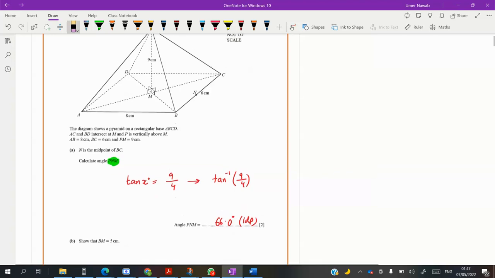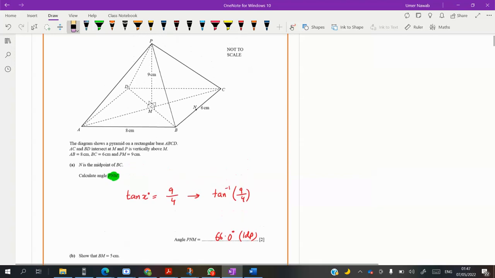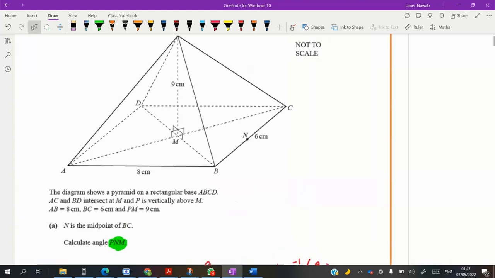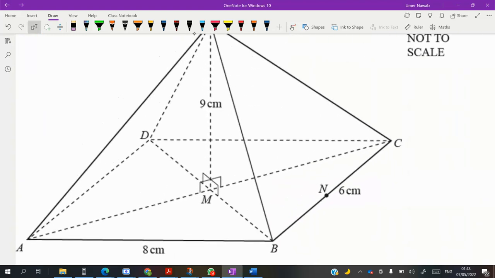Now he says show that BM is 5. So imagine, boys, I want to show BM, this BM, is 5. You remember we drew a triangle. So let me again join B and M. Do you know that this is also a right angle triangle here? So this was 3, this was 4, and this is a right angle triangle. Clear?